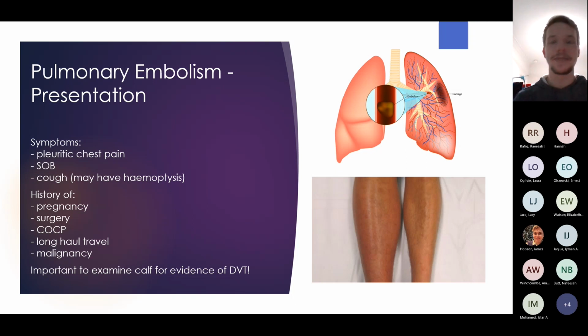So it's always important to examine the calf for evidence of a DVT if you're suspecting a pulmonary embolism. So in the picture below, the person's right leg appears to have a DVT. So it's normally a unilateral, red, swollen leg, that's what you're looking for, that's your sign of a DVT.